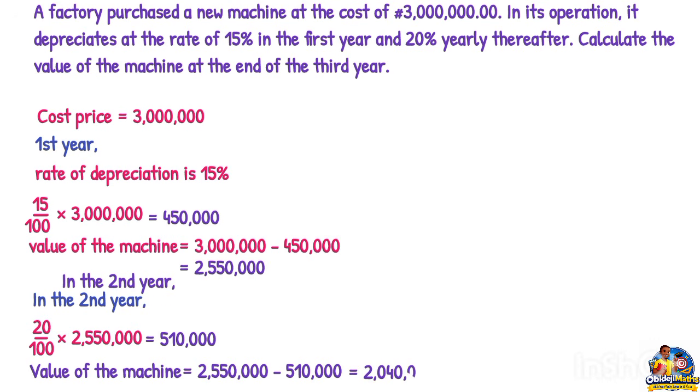2,040,000 naira. Now in the third year, the current value is 2,040,000 naira. So we need to find the 20% of that 2,040,000 naira again, and that will give us the rate of depreciation.